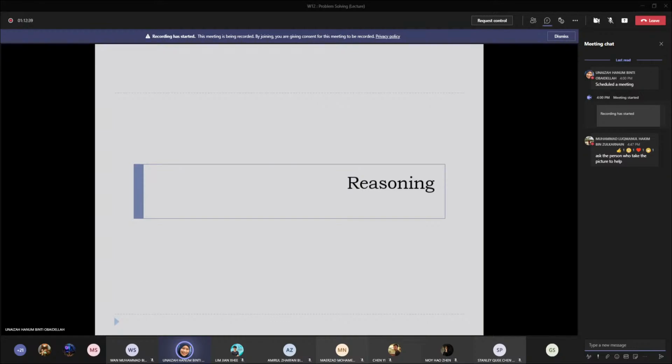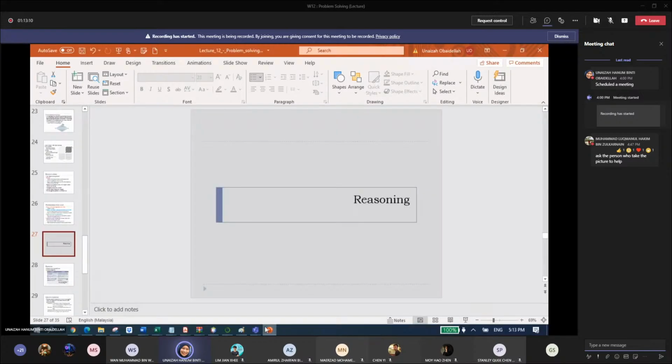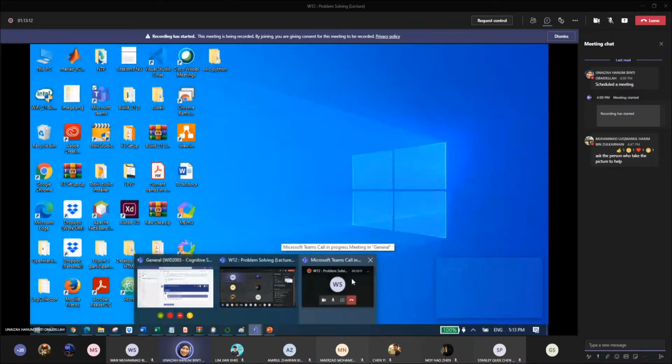All right, so that is all we have for problem solving, and now we're going to look at reasoning. I think reasoning is a relatively short topic. Before we move on, any questions on problem solving? No, doctor? No? Okay. Do you want to take a break? Shall we take a 5 minute break? Okay, 5 minutes, then we'll come back. Okay, doctor.